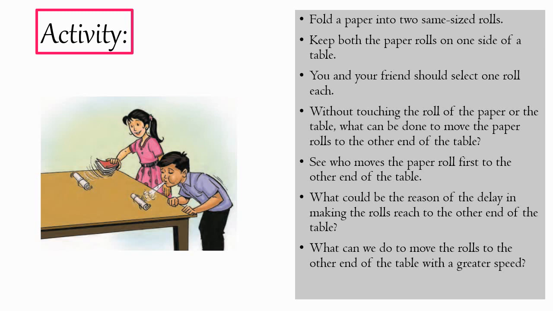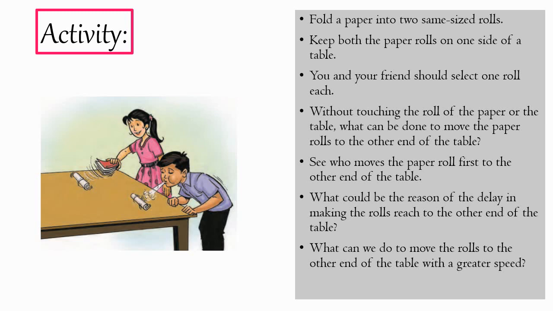Now here you can move the paper roll by blowing air through your mouth or by using an object. For example, you can use a newspaper or a book to fan the paper roll. See who moves the paper roll first to the other end of the table.